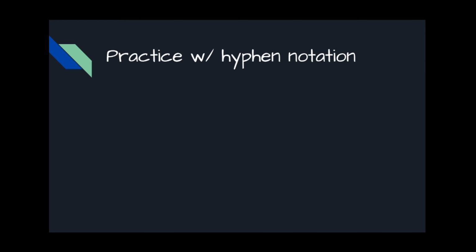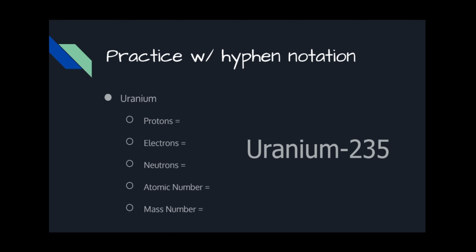Okay, let's do another practice. This time let's do it with hyphen notation. So here we have uranium-235, and we're going to fill out the information that we can get from this symbol here. Well, the easiest one to do would be my mass number because it's the only number that I'm given, 235.